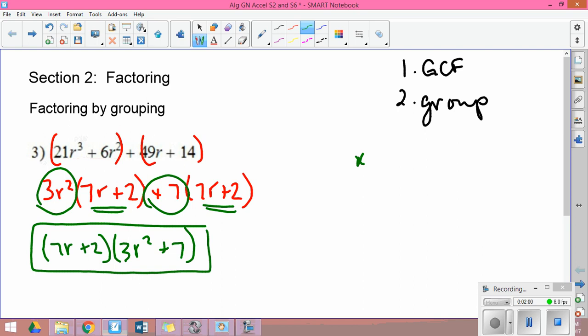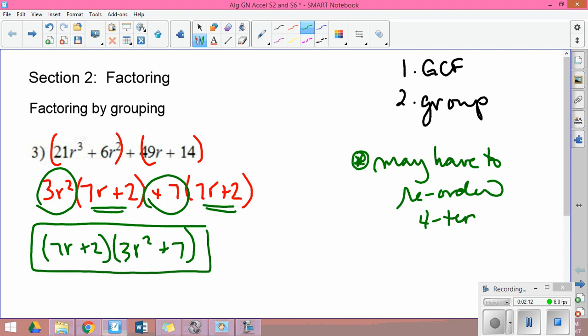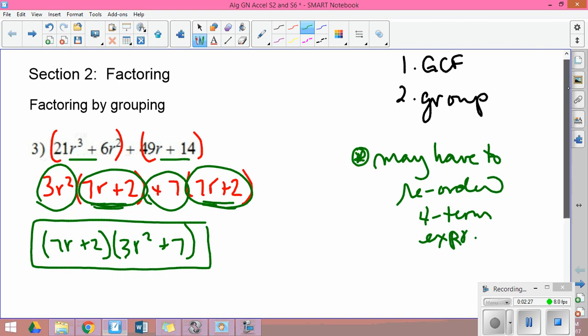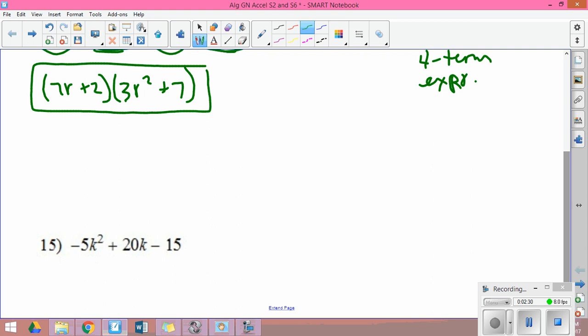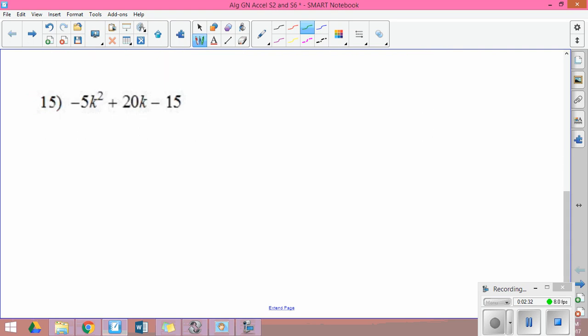Now, just be cautioned, you may have to reorder your four-term expressions to get them into an order where when you take out a greatest common factor, you're left with a greatest common factor. If your first grouping doesn't work, try to switch some numbers around and regroup. This idea of grouping also works when we are looking at trinomials, three-term items.